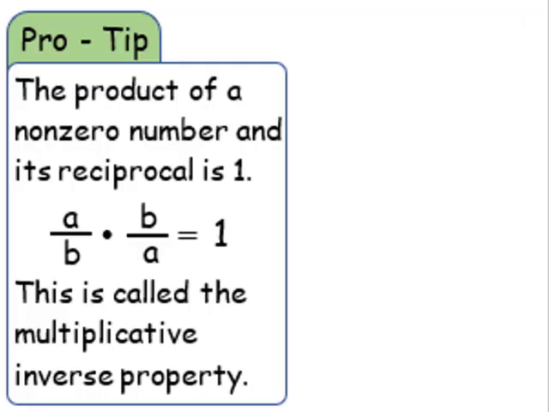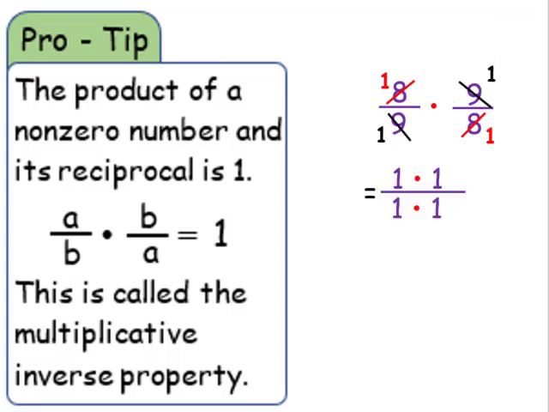Another pro tip: the product of a non-zero number and its reciprocal is 1. A over b times b over a will equal 1. This is called the multiplicative inverse property. The product of 8/9 and 9/8, which are reciprocals, we can see that we can cancel. 8 goes into 8 one time, and 9 goes into 9 one time as well. When we multiply across, we get 1 times 1 over 1 times 1, which is 1 over 1, which is simply just 1.